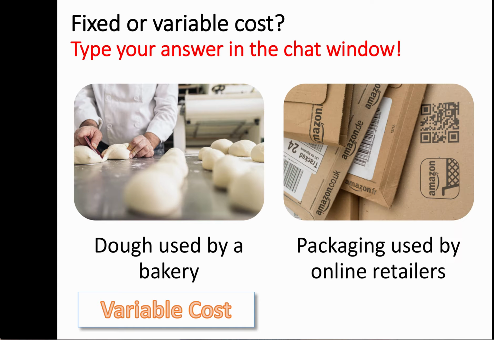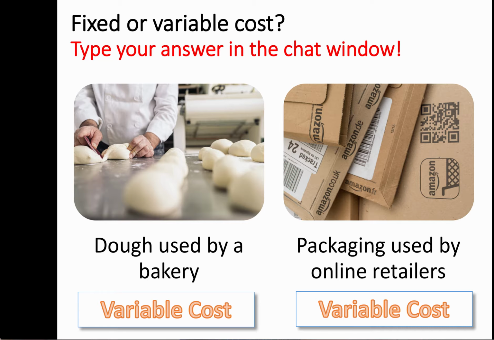Second example, the packaging used by an online retailer such as Amazon. Well, typically, packaging would be counted as a variable cost. The higher the level of shipping of products from warehouses and things, the increase in the cost of shipping logistics counted as a variable cost.